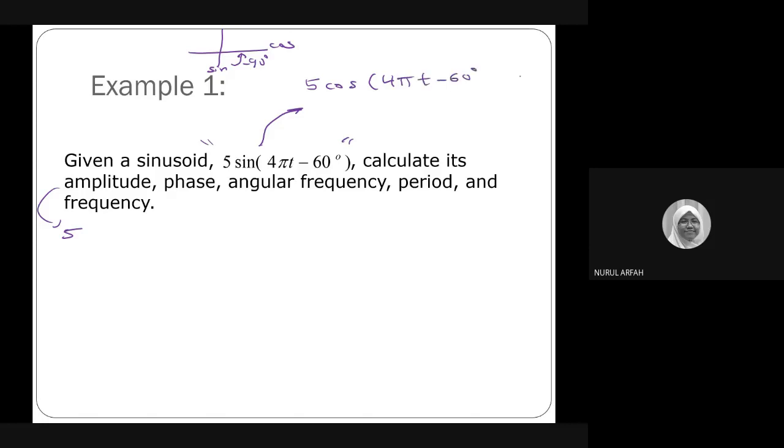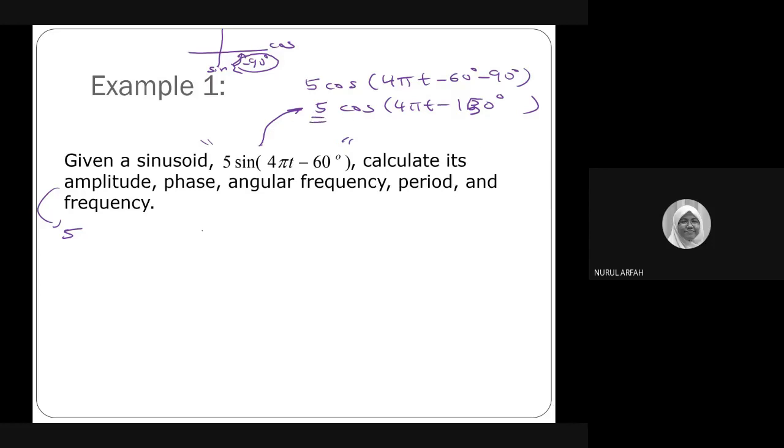And what else? You need to subtract 90 degrees, right? Then this becomes negative 150, sorry. So it is 5 cosine of 4 pi t minus 150 degrees. Right? 60 plus 90 is 150. Okay, so this is the amplitude.